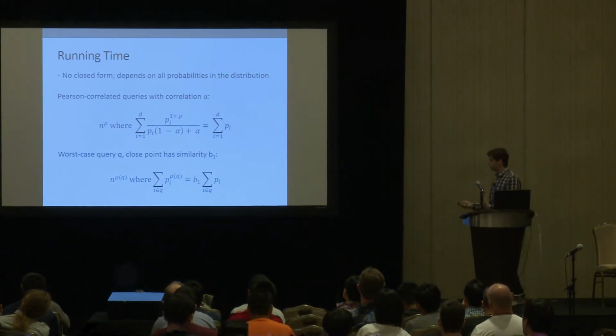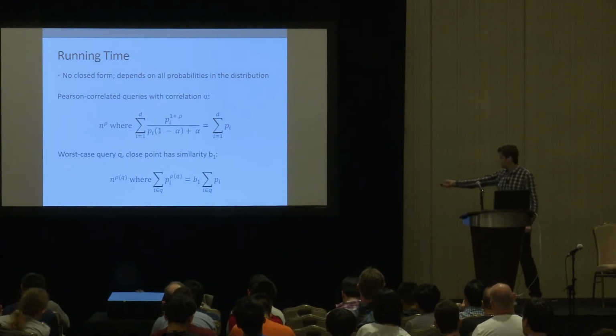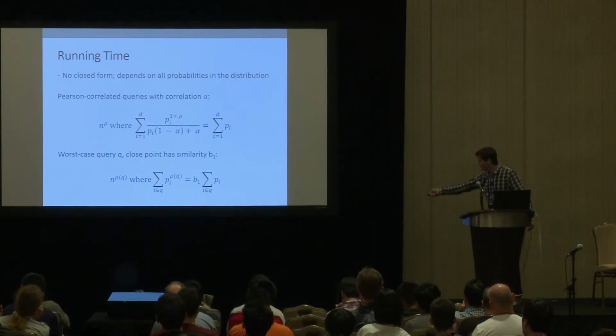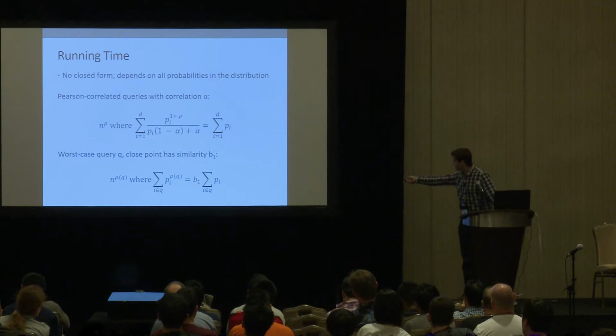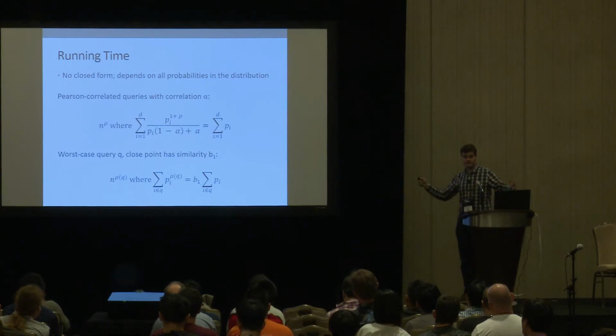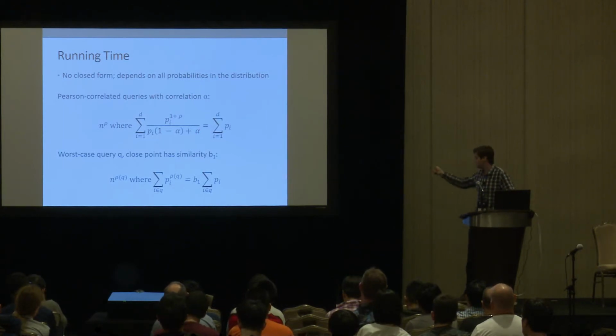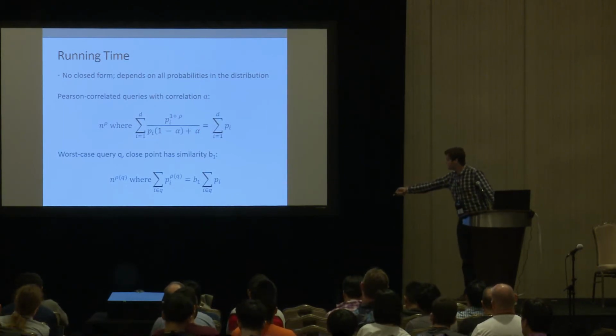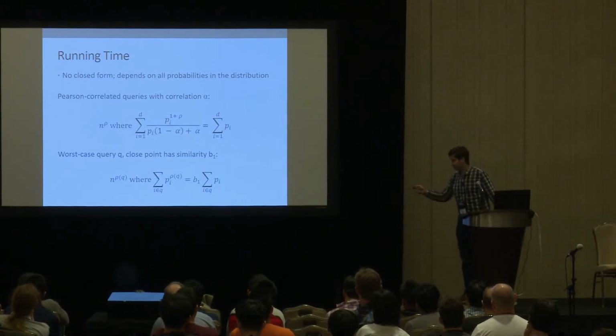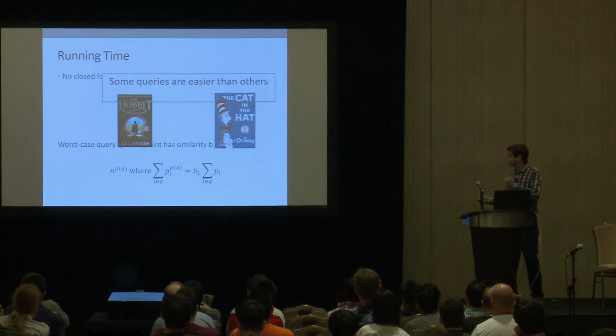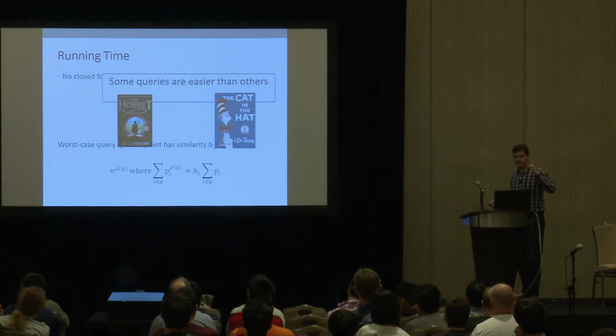For worst case queries, you get a slightly worse bound. You get a slightly simpler equation. You just sum over all i's. Something I want to mention, by the way, is this is over all i's in the whole universe. This is i from 1 to d, where d is the universe of items that the set is from. For the query, we only sum over the i's in the query. But that means that some queries give different running times than others. This kind of makes sense.